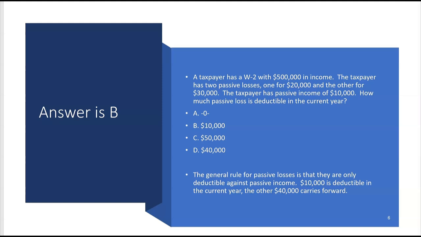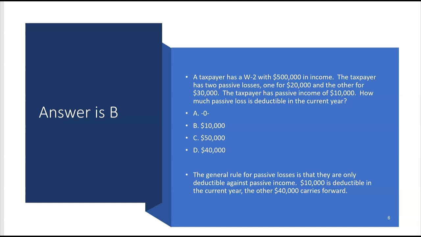Well, the question asks how much passive loss is deductible in the current year. If there was no passive income, the answer would be 0. None of that $50,000 of passive loss would be deductible against the $500,000 of earned income from the W-2. But because there is $10,000 of passive income, that's how much passive loss can be deducted this year.